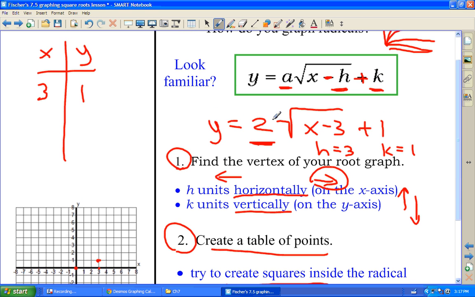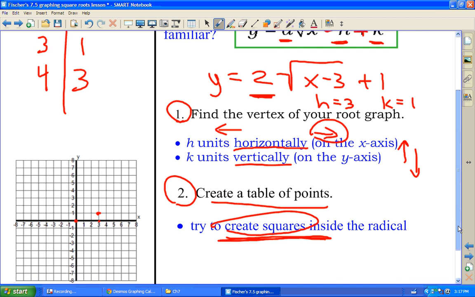Now, what's the next perfect square? This is what it means when we say create squares. The next perfect square is 1. So if I wanted a 1 under the radical, I would try an x value of 4, because 4 minus 3 is 1. Square root of 1 is 1. 1 times 2 is 2. 2 plus 1 is 3, and there's my next point without having to use a calculator or any decimals. 4 and 3. And there's my next point, knowing that this is my origin here.